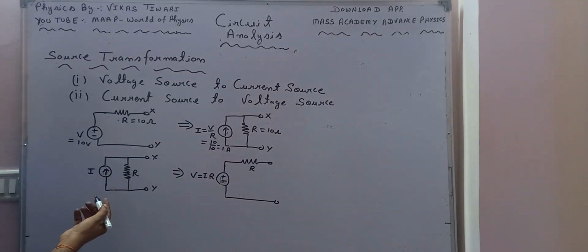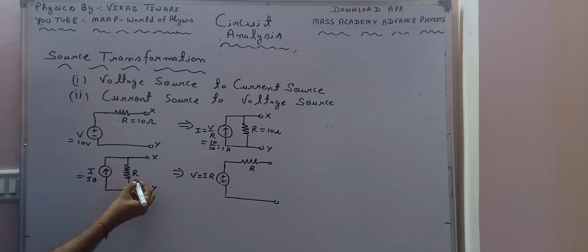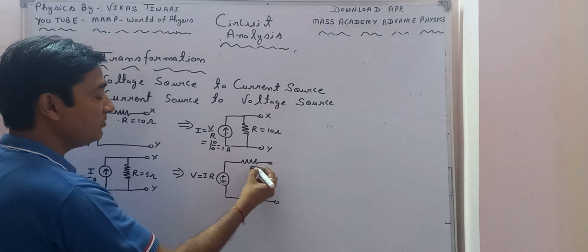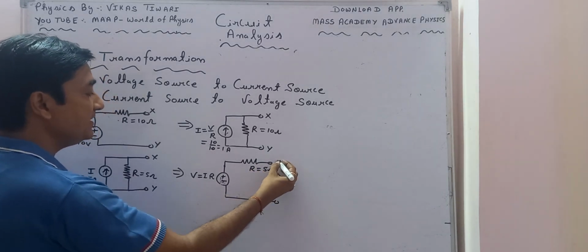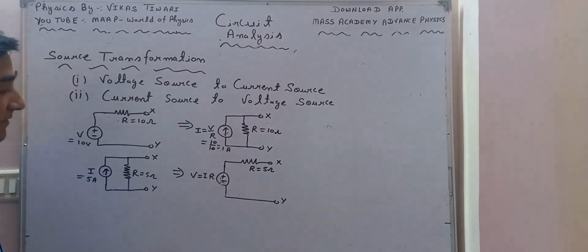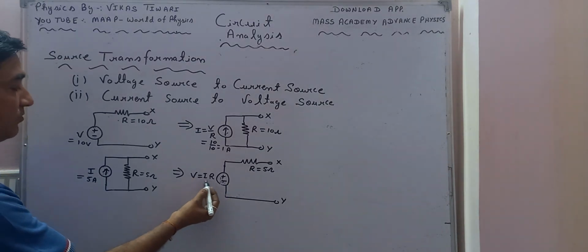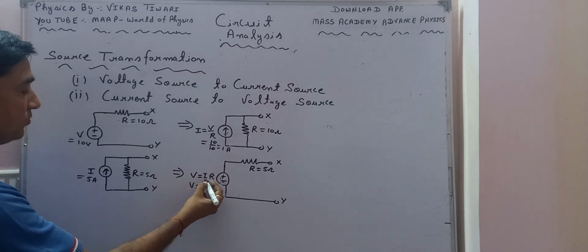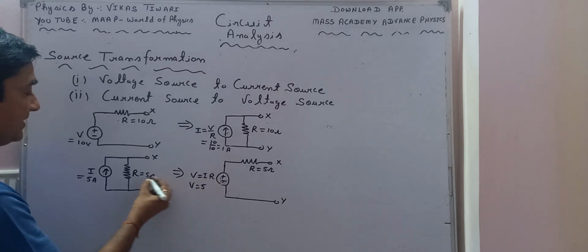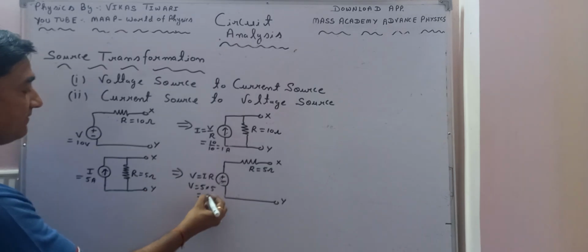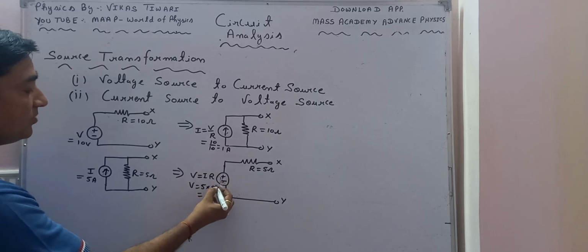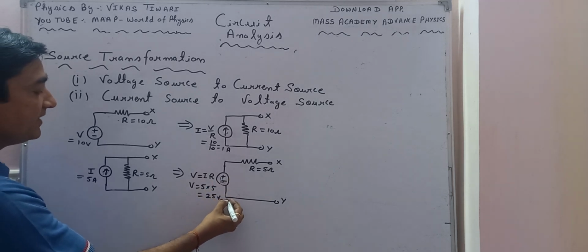By taking a numerical value, if I is 5 ampere and resistance is equal to 5 ohm, then the value of resistance here will be the same. These are the two terminals X and Y. The value of resistance R is equal to 5 ohm, and V is equal to I R. I has 5 and resistance is 5, so the magnitude of this voltage source is equal to 25 volt.